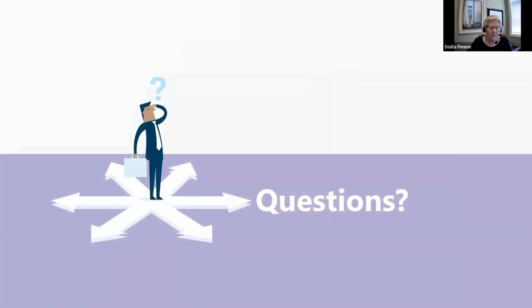We have one question in the chat, which is, how would you suggest a contractor proceeds for a new nonprofit where administrative infrastructure is only just being developed? If you don't mind asking your question in person.